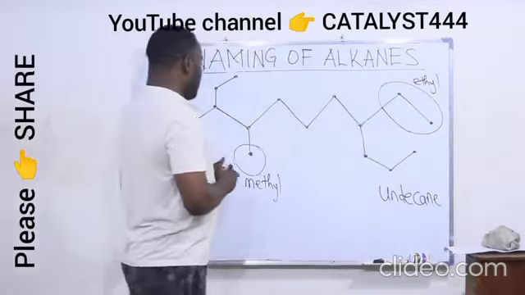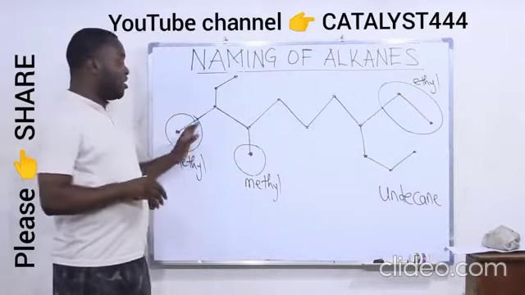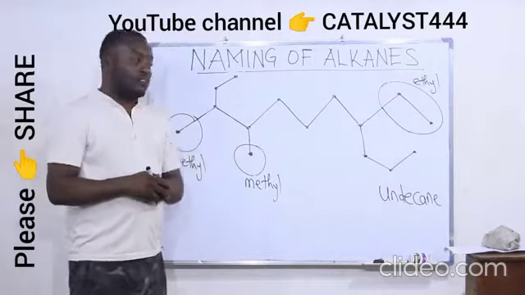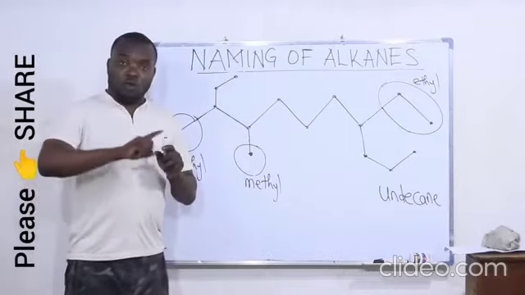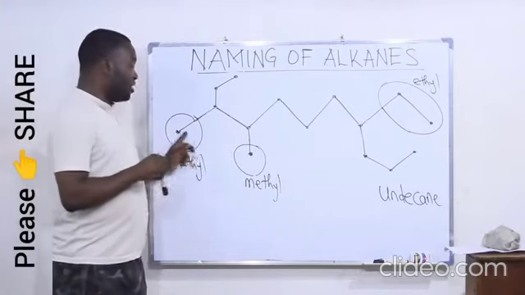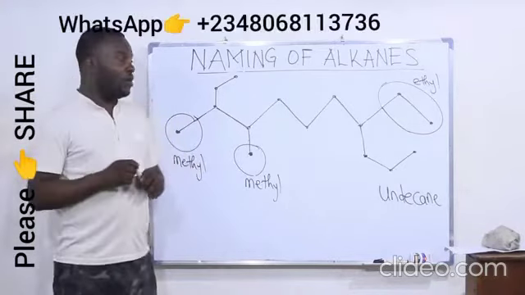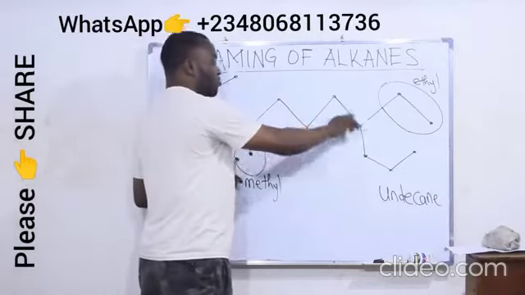Now I'm going to bring out the names. The next thing to do, which is rule number 3, after locating your attachments, says: number the carbon atoms in the longest chain, starting from the side that will give the attachments a lower number. So I'm going to assign numbers on the carbon atoms in my longest chain.